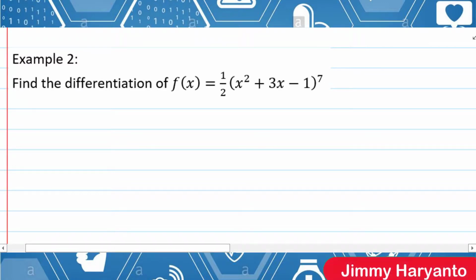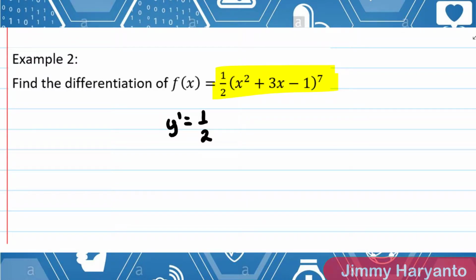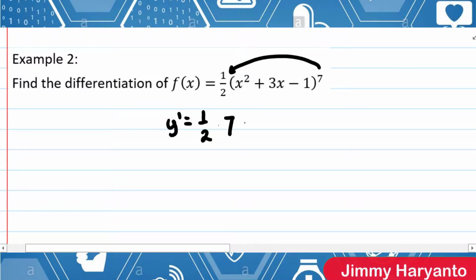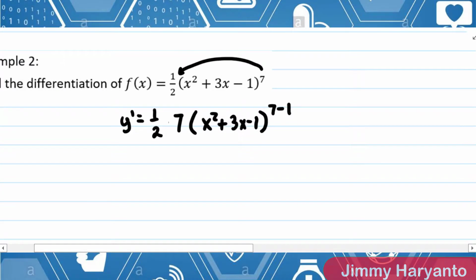To use the chain rule, you follow the steps. First, you have to differentiate the outer function. The outer function is this one. You see the whole thing as the function, so half times 7 and (x squared plus 3x minus 1) stays the same. Don't differentiate the inner function first, but reduce the powers first.